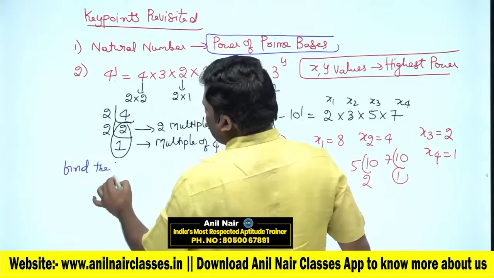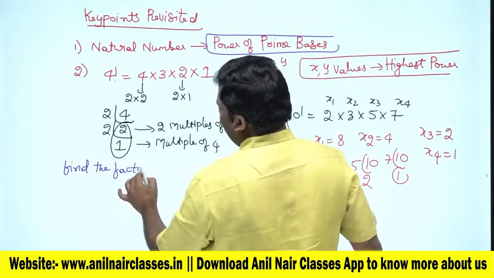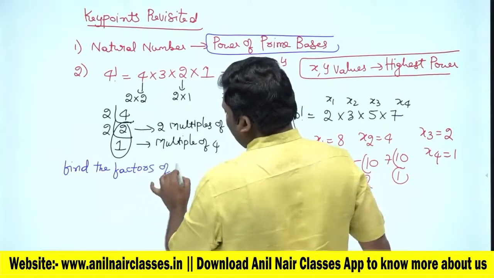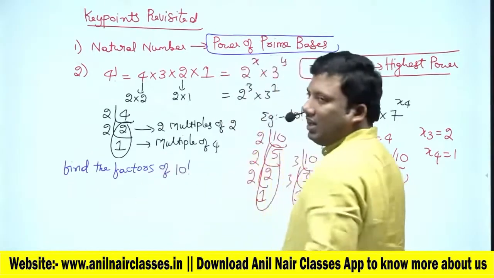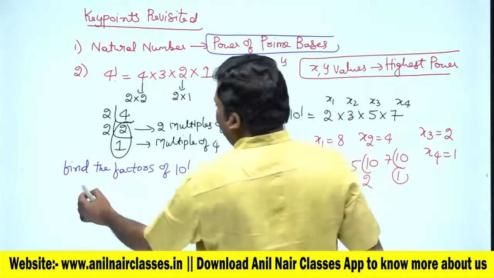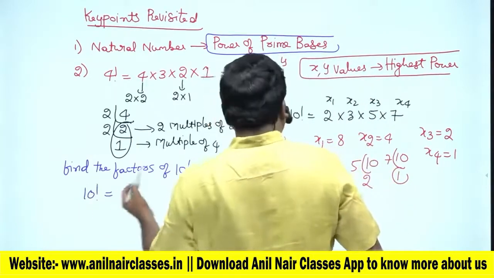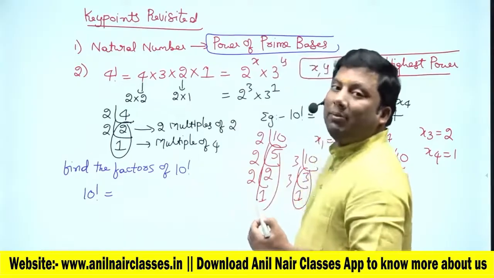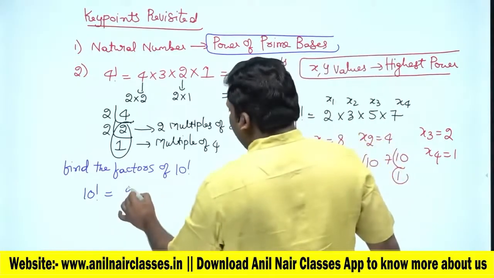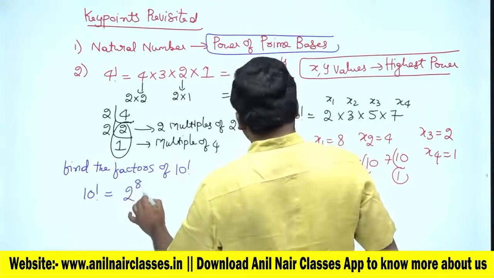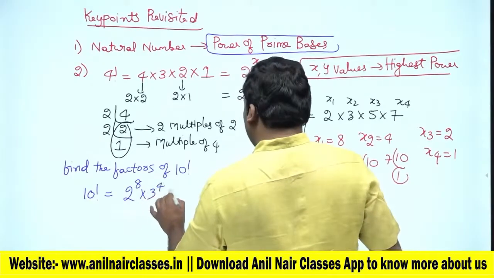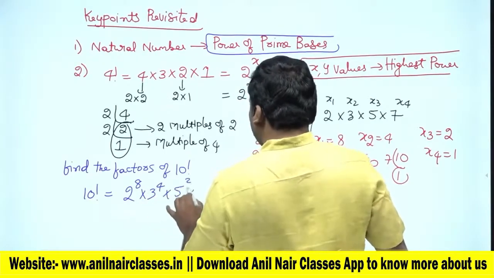Find the factors for 10 factorial. How many factors are there for 10 factorial? What are all the prime numbers from 1 to 10? 2 power, how much did we get? 8. 3 power we got 4. 5 we got 2. 7 we got 1.